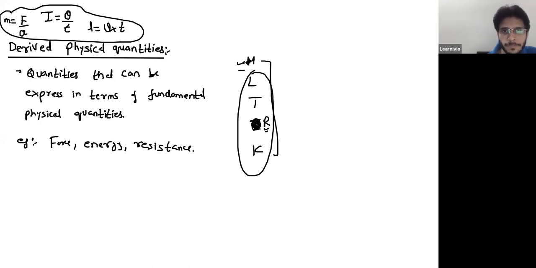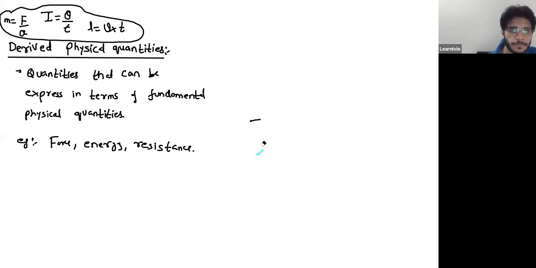It's really important, sir. So what have you written there? L is equal to V into T. Distance is speed. So what is L? Length. Length is velocity.